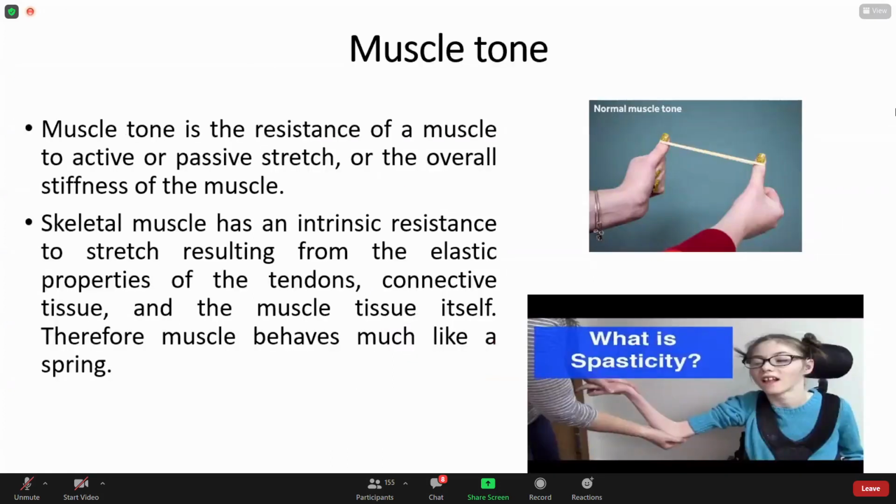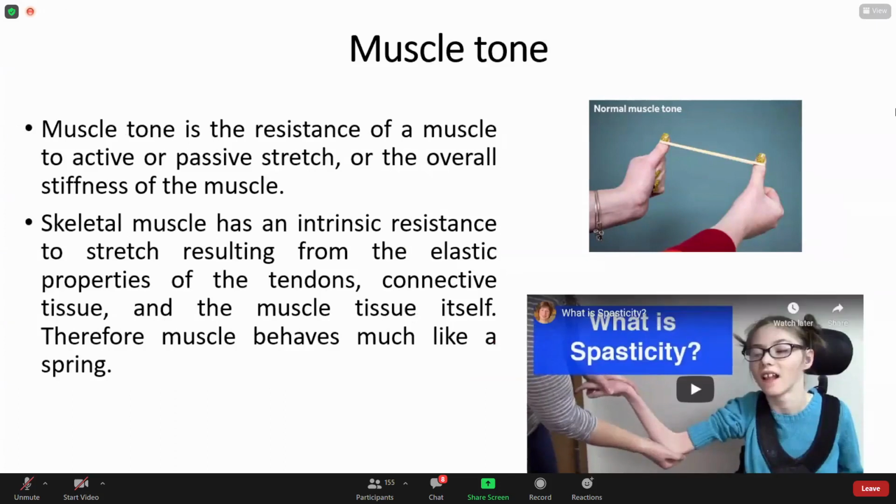Now, the final part, we will talk about muscle tone. As we learned, muscles have resistance against stretch. They have an elasticity. And so muscle tone is basically the resistance of a muscle against active or passive stretch. Passive is when somebody does it to you. Active is when you do it to yourself, by stretching your muscle. So it's basically the overall stiffness of the muscle.